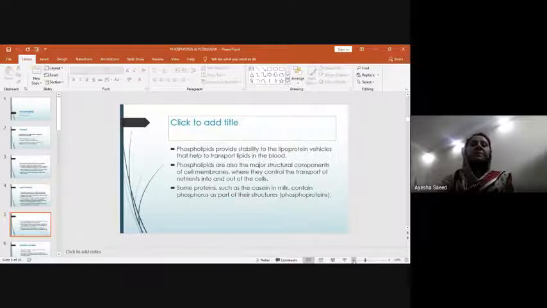Phospholipids provide stability to lipoproteins, vehicles that help to transport lipids in the blood. Phospholipids are also major structural components of cell membranes, where they control the transport of nutrients into and out of the cells. They help the cell transfer nutrients inside and outside of the cell because some nutrients that are fat soluble cannot go through the water soluble cell wall. Some proteins, such as casein in milk, contain phosphorus as part of their structures, phosphoproteins.